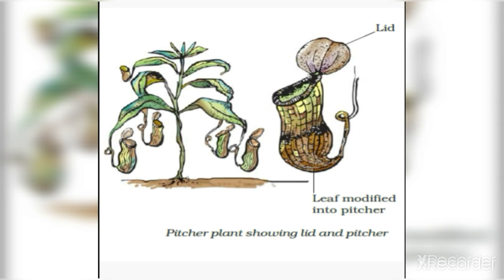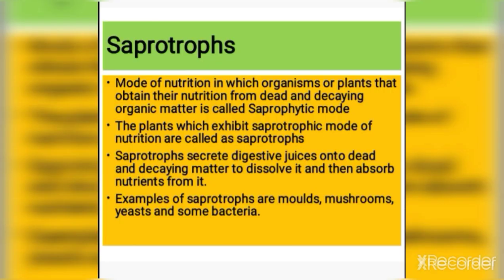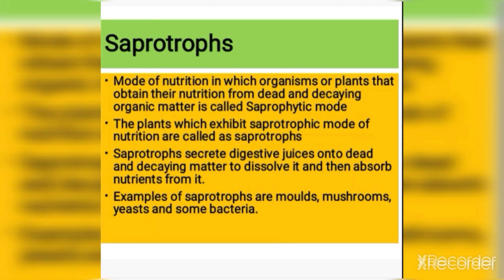Now let us discuss saprotrophs. The mode of nutrition in which organisms or plants obtain their nutrition from dead and decaying organic matter is called the saprophytic mode of nutrition. Now what is a saprotroph? The plants which exhibit the saprotrophic mode of nutrition are called saprotrophs.